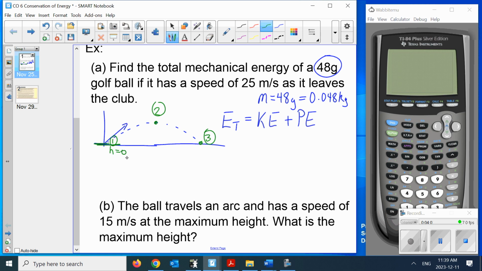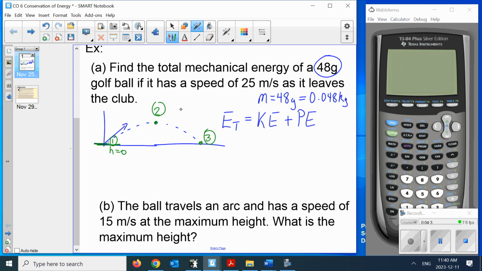This is just when you're hitting the golf ball. What is the potential energy then if the height is 0? That means you only have kinetic energy to figure out at position 1. It's the best spot to do. In position 2, you have height. I don't know what it is. So you have potential energy and you have velocity.